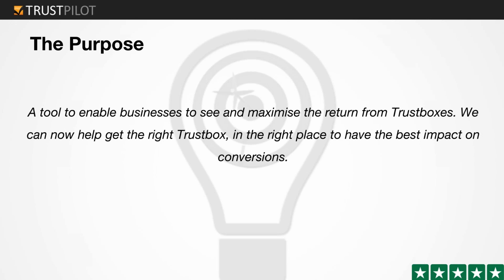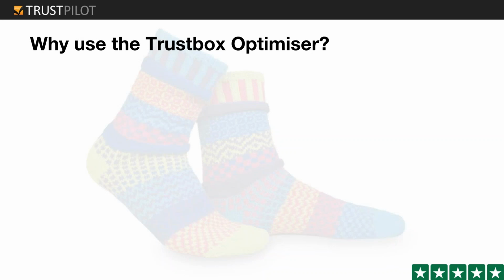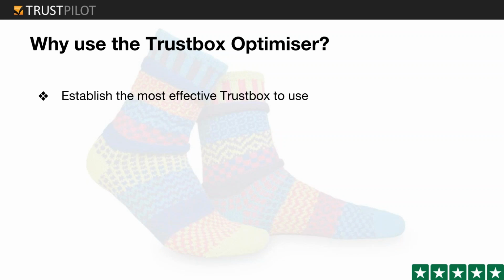to ensure you're having the best impact on conversions on site. So why use the Optimizer at all? There's three main reasons. The first one is establishing which Trustbox is the most effective to use, and that's normally the key question that gets asked. And then, once you've chosen the right Trustbox, to establish the most effective location for it.